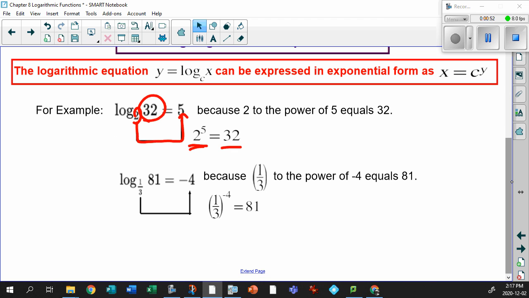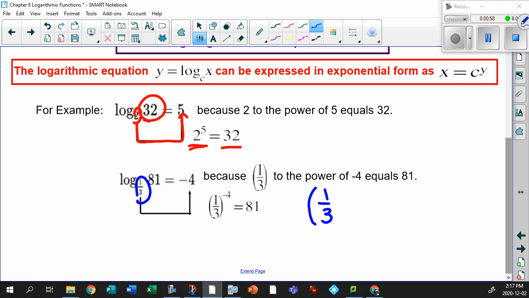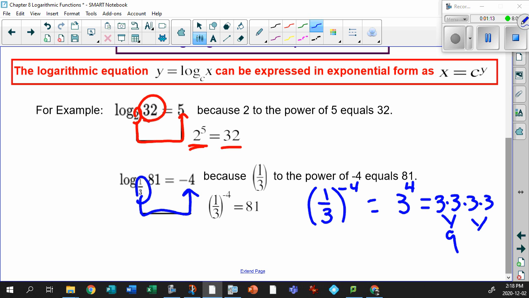What if our base is a fraction? So what? Think about this. Isn't this 1/3 to the power of -4? And if you remember what that means, that negative means to flip it, 3 to the 4. And isn't this just 3 times 3 times 3 times 3? 3 times 3, 9. 3 times 3, 9. 9 times 9, 81. There it is. Shazam.